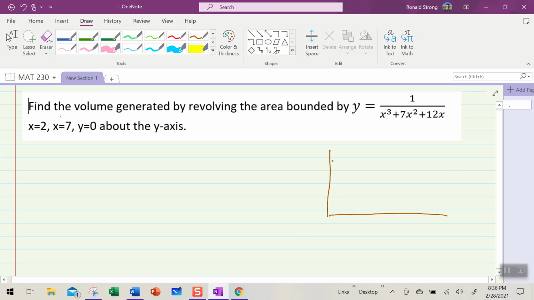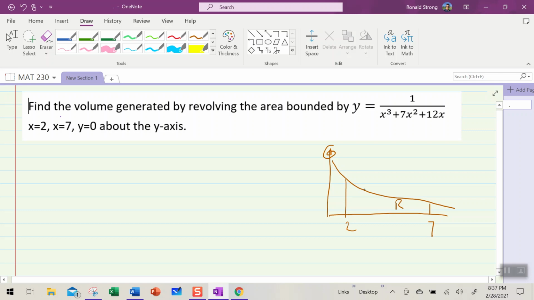The curve is going to be coming down something like this, getting really, really close between 2 and 7. And we are revolving around the y-axis. So if this is the region and we're revolving it around the y-axis, it would look as though cylindrical shells would be the preferred method.